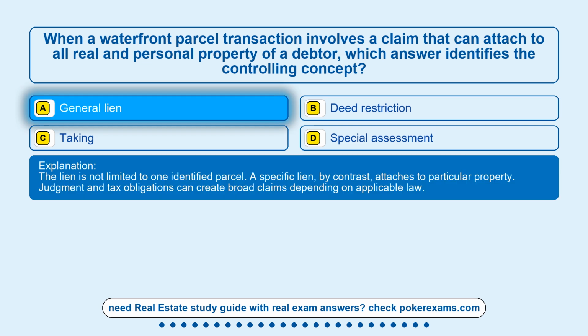The lien is not limited to one identified parcel. A specific lien, by contrast, attaches to particular property. Judgment and tax obligations can create broad claims depending on applicable law.